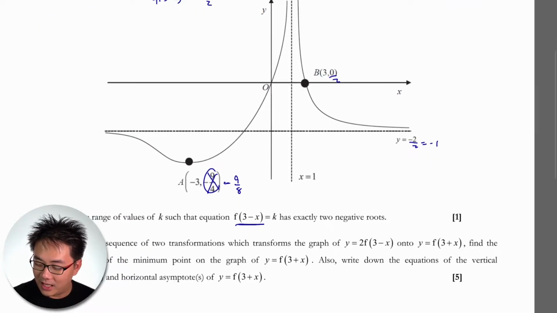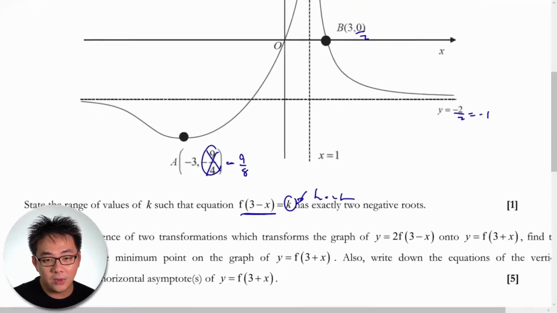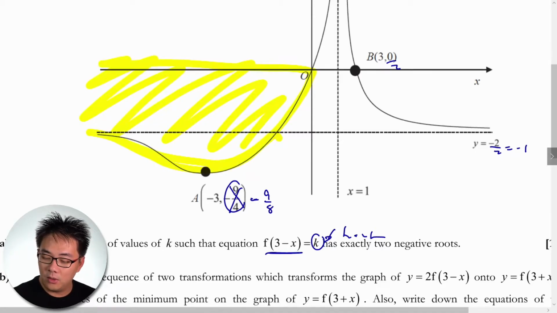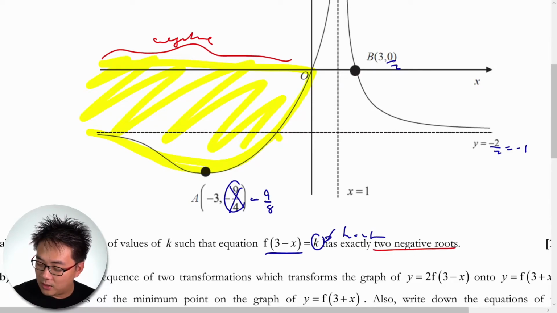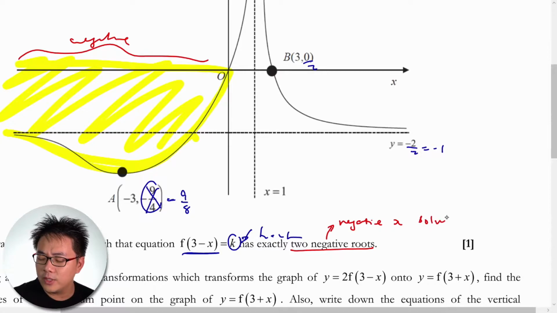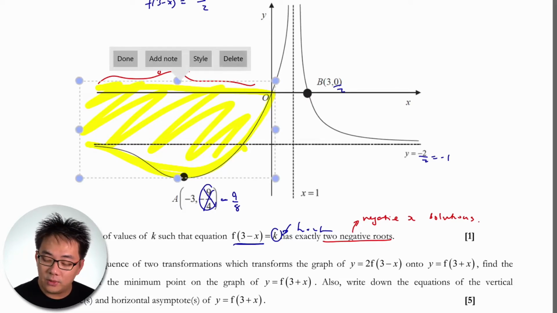And you want k, which is the horizontal line, to cut the curve at exactly two negative roots. Two negative roots means you want the roots to be here. These are negative roots. Negative roots just mean that you want the negative x values, negative x solutions. Like I said, this question wasn't phrased properly. You should just assume that it's the minimum point. If that's not the minimum point, you can't possibly tell the range exactly.